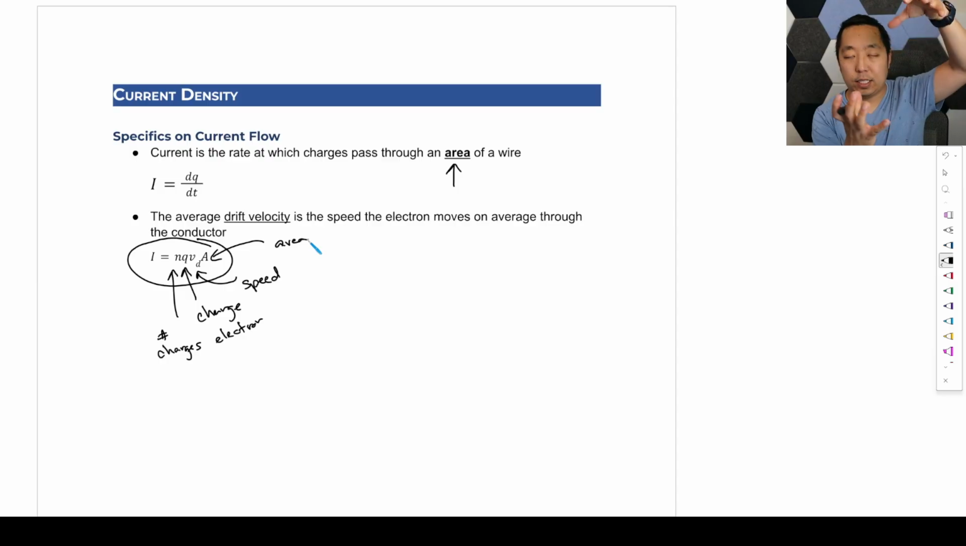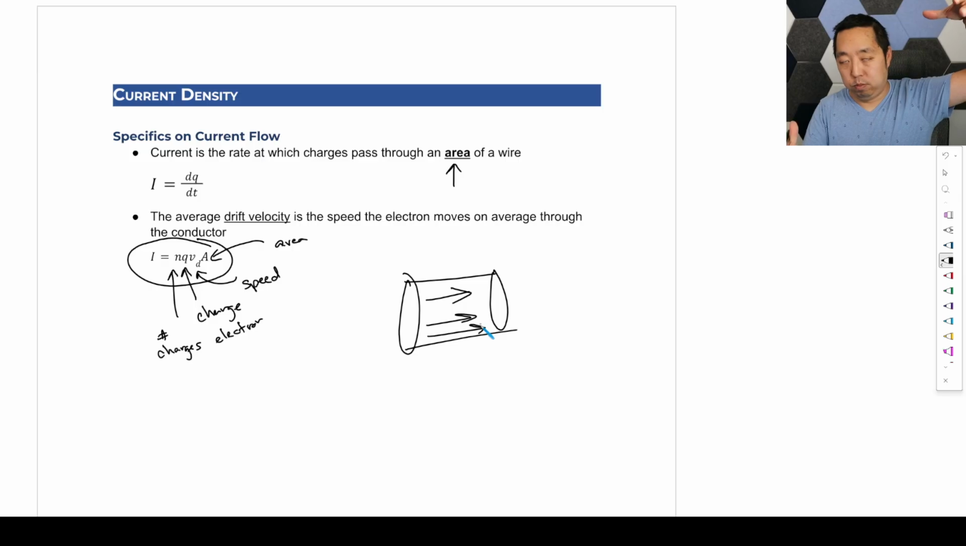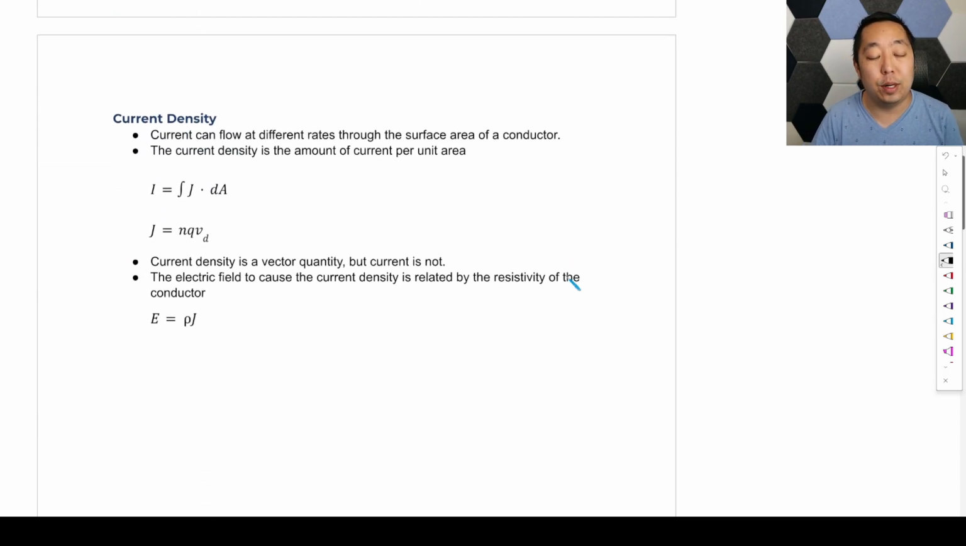Because think of it as a pipe. There could be lots of charges moving through a particular area here, right? And we want the total amount. And so the bigger the pipe, the more charges that can flow through there. Now the current density is that charge per area. So the way you think of it is the current density is the amount of current per unit area.